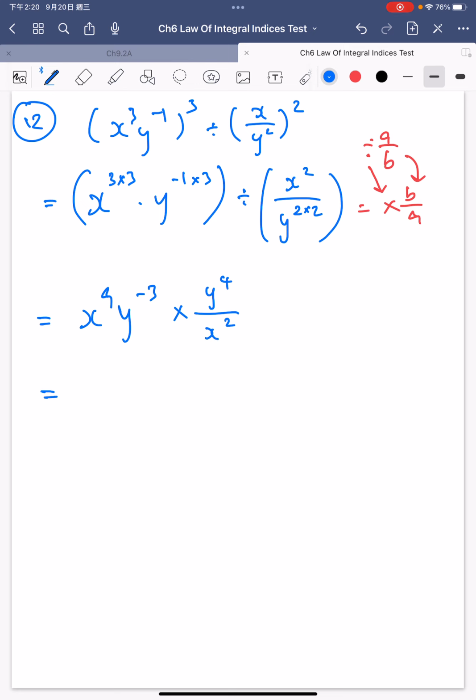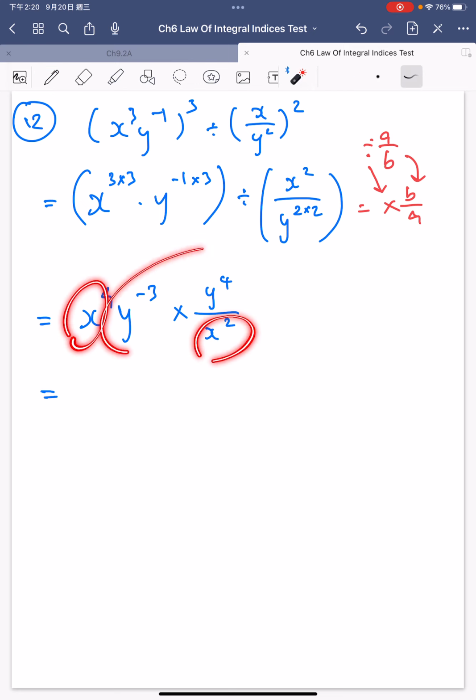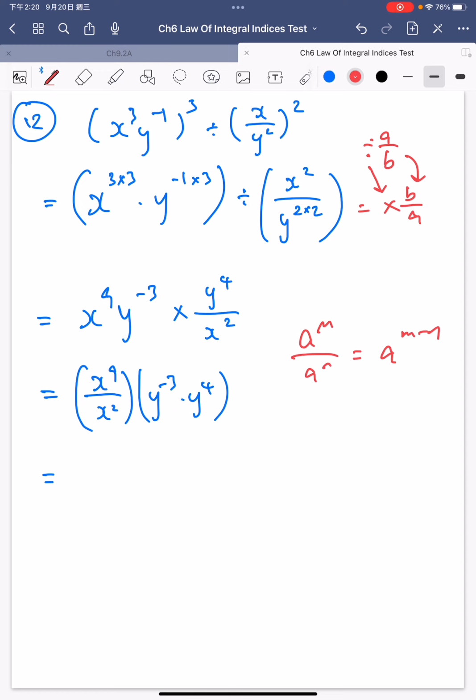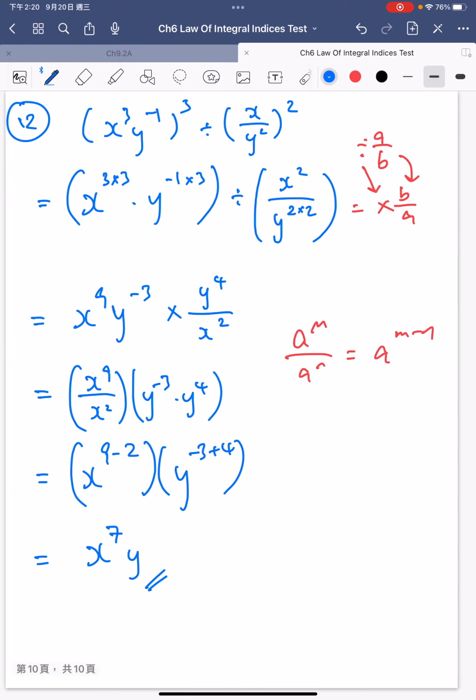So we can put the x together and put the y together. Then we have x to the power of 9 divided by x squared times y to the power of negative 3 times y to the power of 4. Then we use our formula of a to the power of m divided by a to the power of n is equal to a to the power of m minus n, to get x to the power of 9 minus 2 times y to the power of negative 3 plus 4. So the answer is x to the power of 7 y to the power of 1, which is basically just y. Okay, so that is the first part, and now we are moving to our next part.